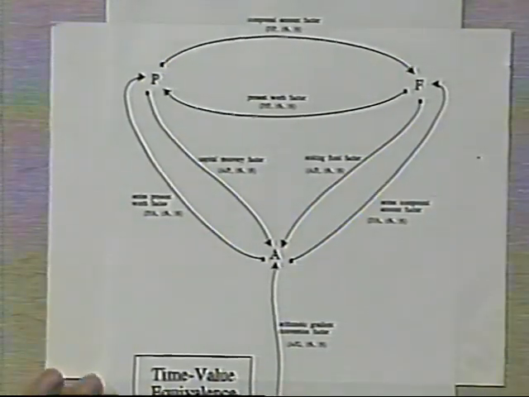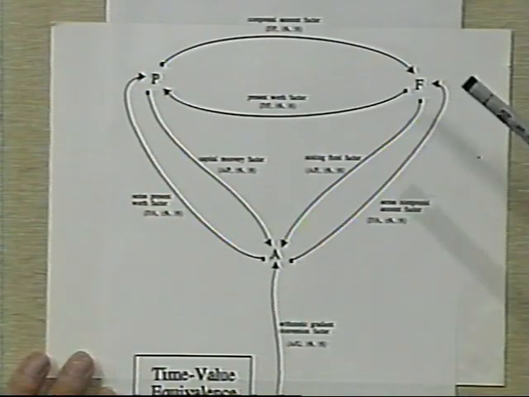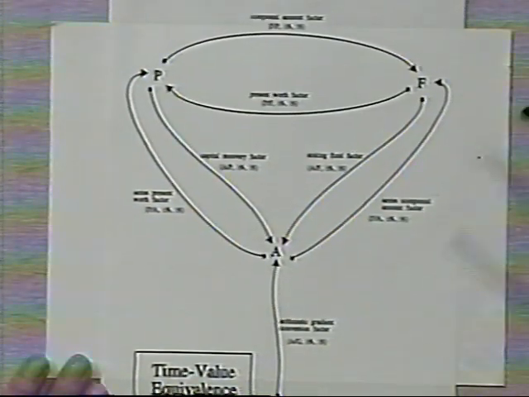Today's lecture concerns one of the conversion factors that allow us to change money from one form of payment to another. And in particular, we're looking at the arithmetic gradient conversion factor. You'll recognize this diagram. We've seen it a few times before. That shows the conversion factors that relate the four different forms of payment that we look at.